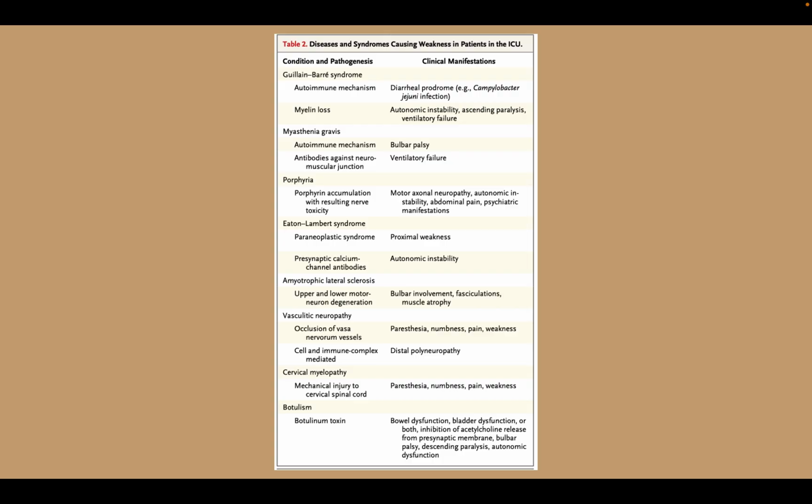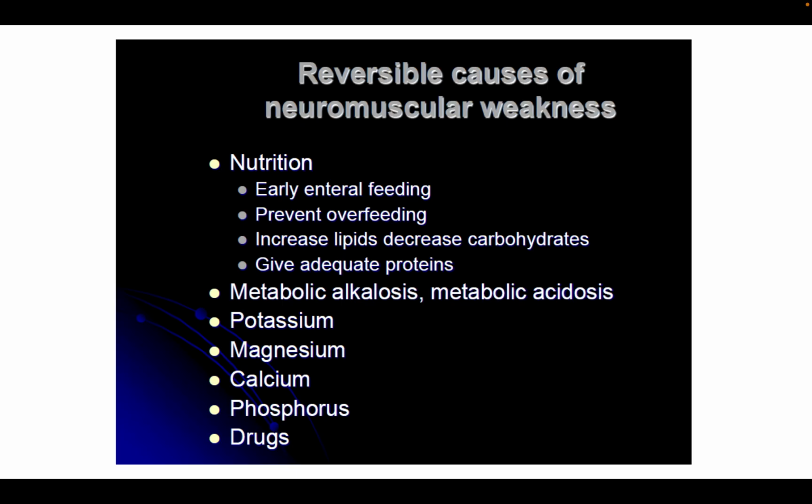pain, and weakness. And of course, botulism, which presents classically with descending paralysis as compared to ascending paralysis, which is seen with Guillain-Barré syndrome. So this could be a very striking differentiating point between botulism and Guillain-Barré syndrome.